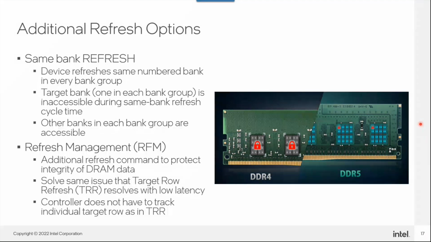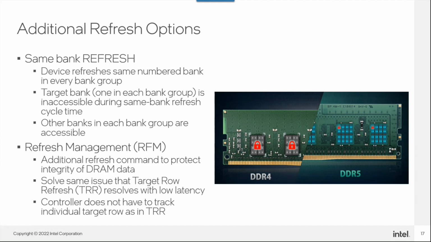And basically in previous double data rate standards, for a refresh to occur, all banks needed to be in an idle state and could not execute any other instructions at the same time. So this is a new feature added, which is going to be helpful. The only thing is the target bank would be inaccessible during the same bank refresh cycle time, though other banks in each bank group are accessible.